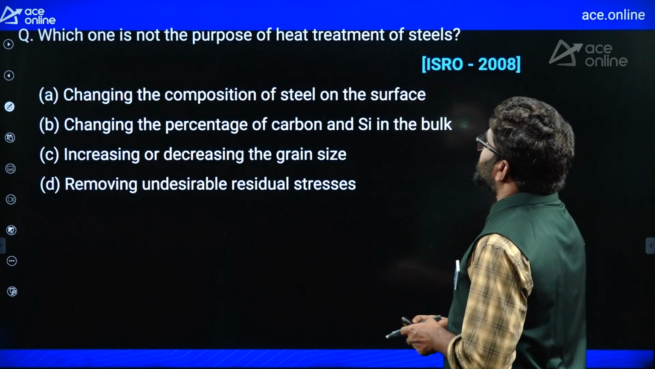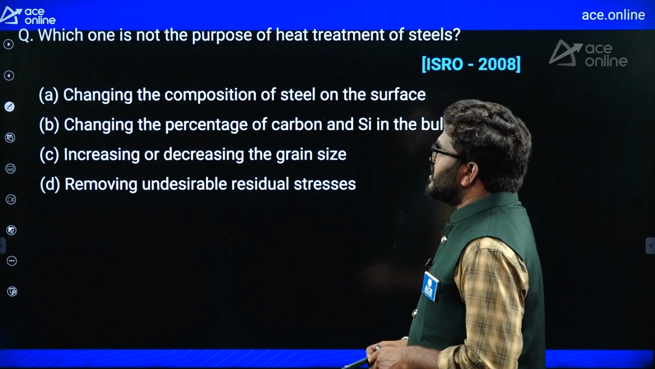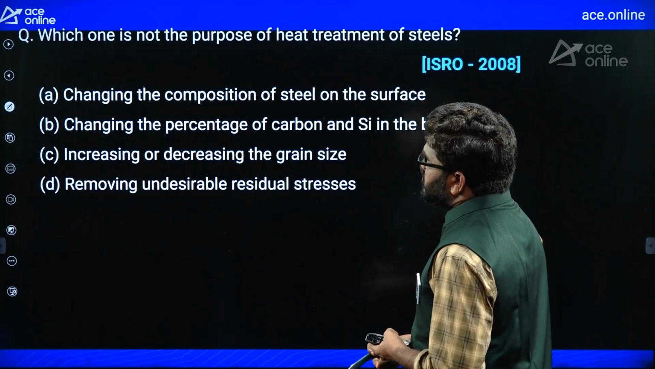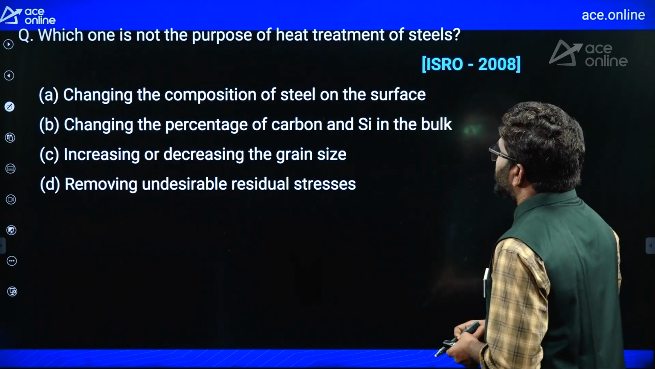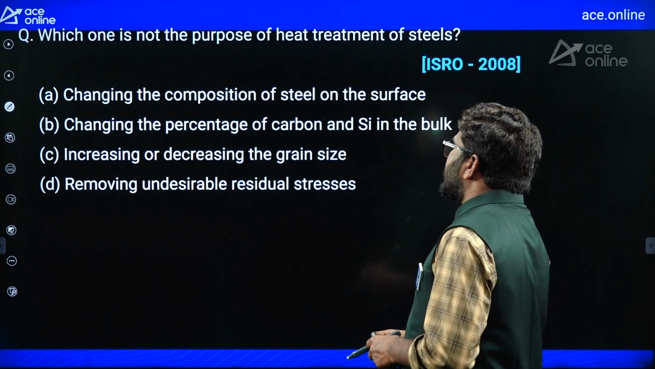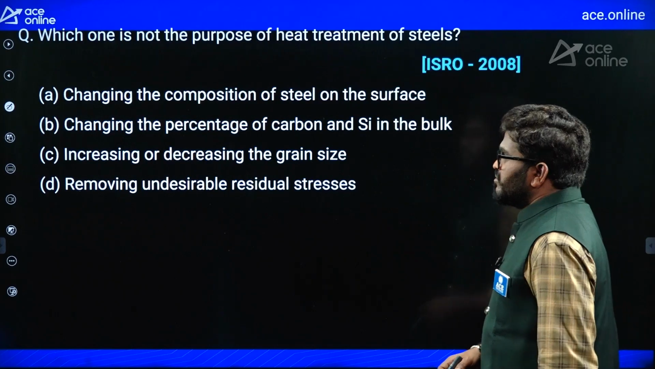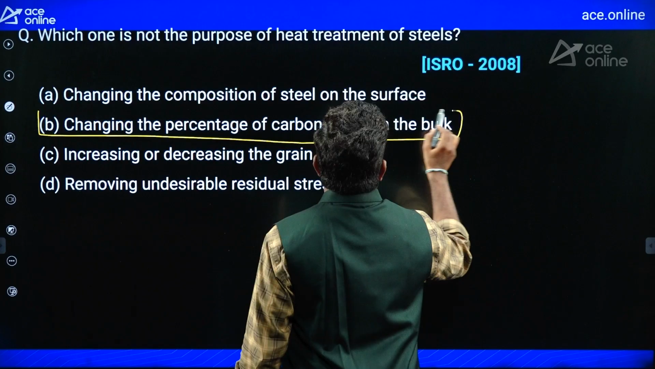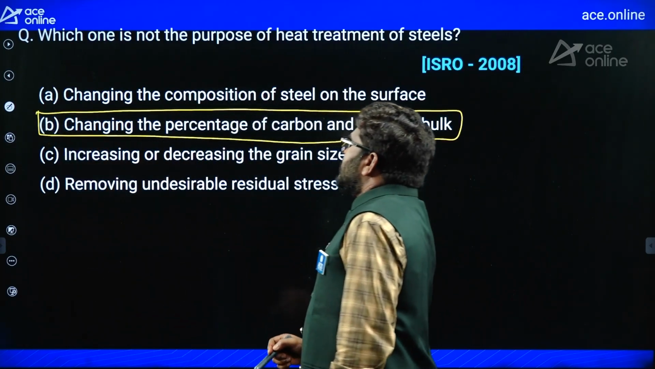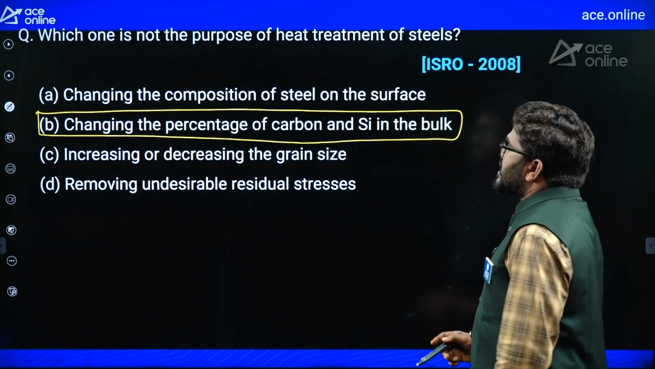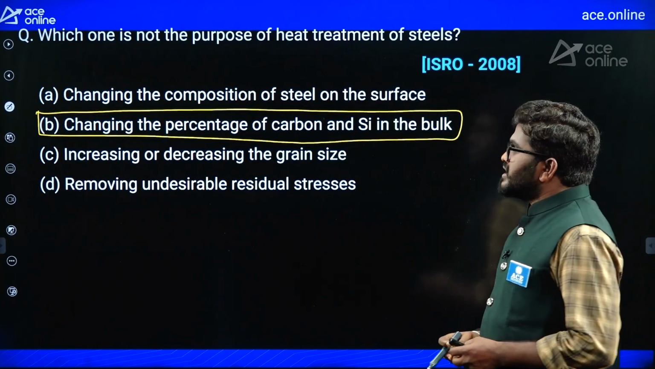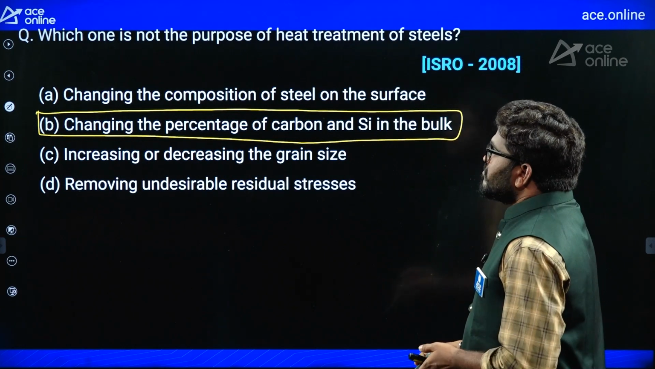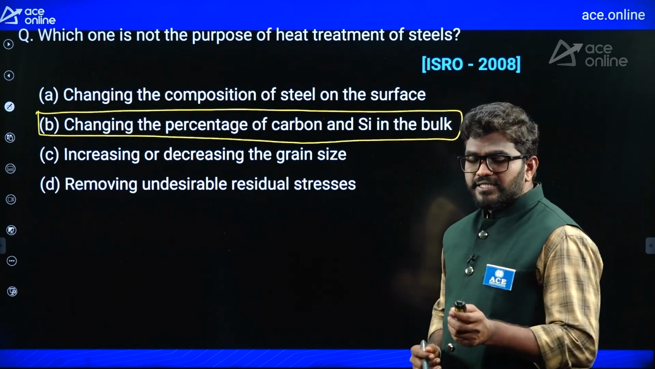Which one is not the purpose of heat treatment of steel? Remember, it is not the purpose. You will see, changing the composition of steel on the surface, changing the percentage of carbon and silicon in the bulk, increasing or decreasing the grain size, removing undesirable residual stresses. So this is not the purpose: changing the percentage of carbon and silicon in bulk. So B is the correct answer for this question.